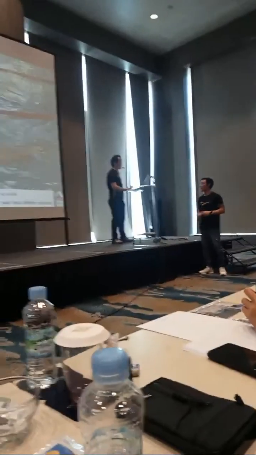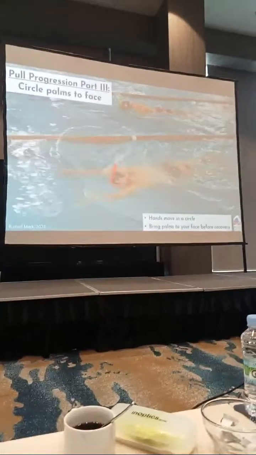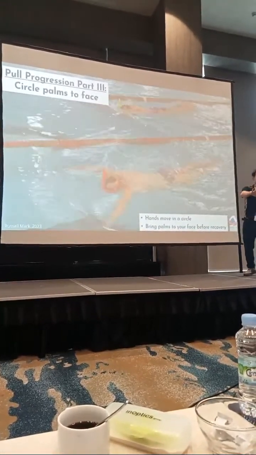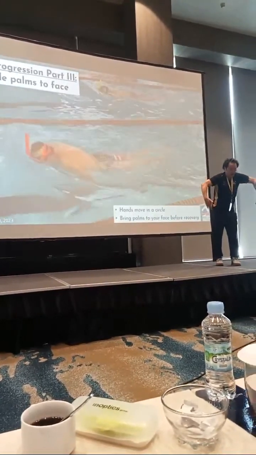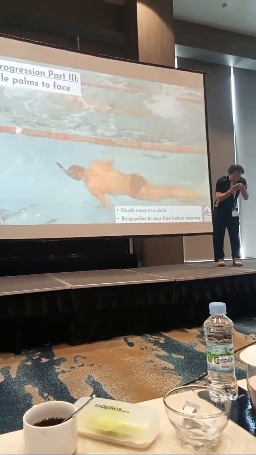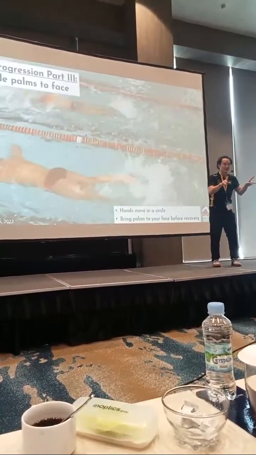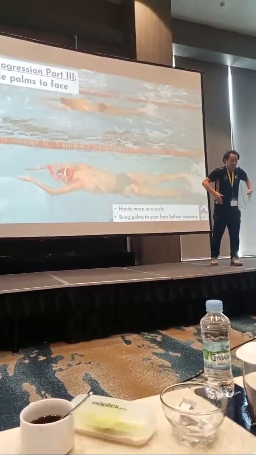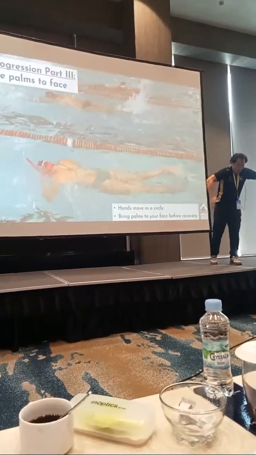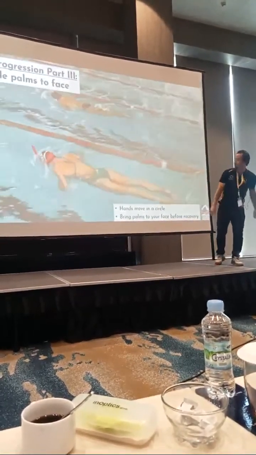And then I go from those two sculls, and what I talk about is going into a circle with the palms, and then I want to see palms come up to the face. As I said, one of the reasons why kids get stuck in the breaststroke pull is the hands are too deep here. So I want to see circle, palms to the face, and then maybe shoot forward.